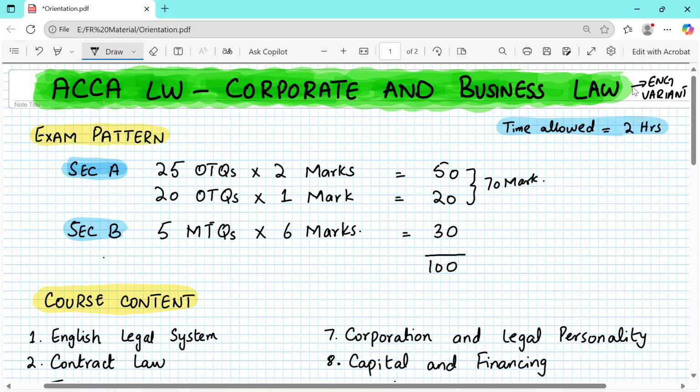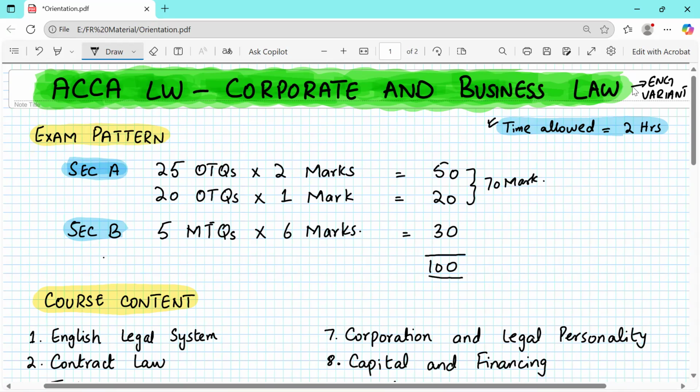In section B, there are going to be 5 multitask questions. In multitask questions, a certain scenario will be given to you by the examiner, and out of that scenario, further sub questions are going to be asked. One MTQ is of 6 marks each, so 5 MTQs are going to be of 30 marks. So 70 plus 30, the exam is of 100 marks. Time allowed for this exam is 2 hours. Passing percentage of all of the ACCA exams is 50%.